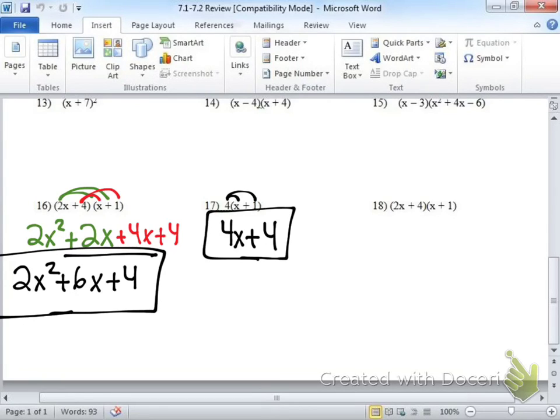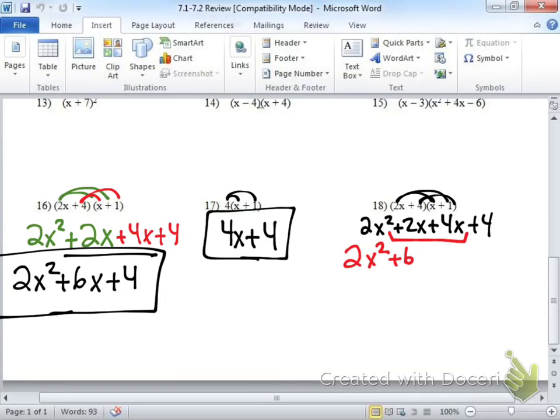Alright, and last problem, 2x times x is 2x squared. 2x times 1 is 2x. Next I'll do 4 times x, which is 4x, and 4 times 1, which is 4. Alright, the final step is to combine those like terms. So I'm going to end up with 2x squared. In the middle I have 2x plus 4x, that's 6x, so plus 6x plus 4.